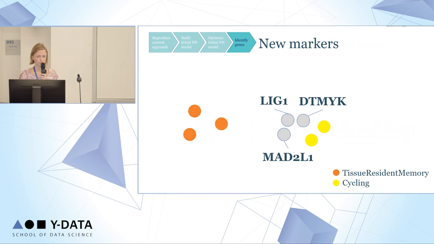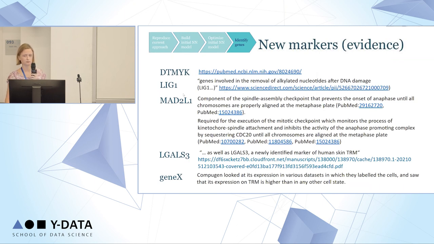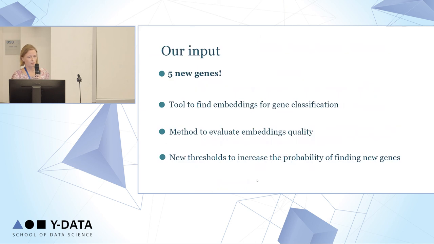As a result, we found three genes that can be considered as cycling markers in the cycling class, and we found two genes in the TRM class. This one gene is masked because of confidentiality, and this is the confirmation, the evidence from the literature. We have four markers that were found by Compugen in the literature to really be from these classes, and this one is a new one, completely new. Compugen didn't find any mention of it in the literature, but they checked its expression in several data sets, and it confirmed that it's rather from the TRM class. To sum up, we found five new genes from two classes.